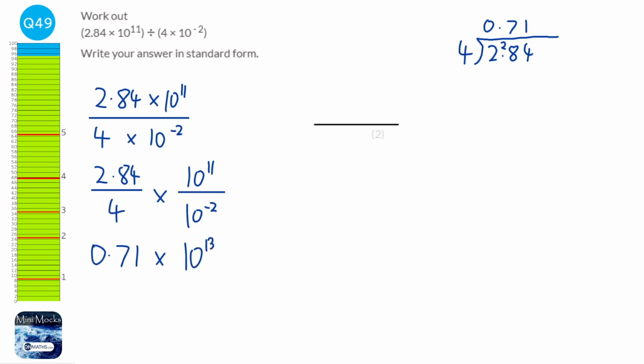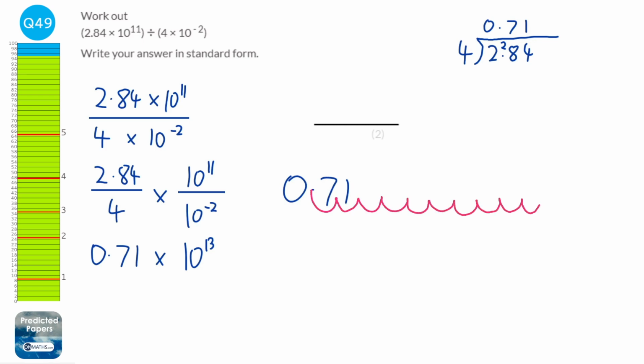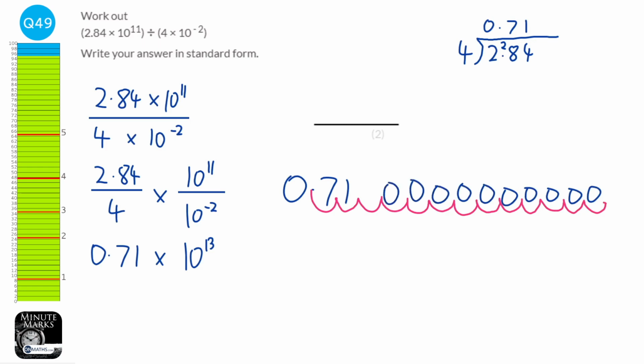Now we've got a bit of a problem here, because standard form must have a number between 1 and 10, and not including 10, at this position here, and this is obviously less than 1, so we need to convert this into standard form. So what we can do is just write the number out again. So I'm going to write this as an actual number, so it's 10 to the power of 13, so it would be 1, 2, 3, 4, 5, 6, 7, 8, 9, 10, 11, 12, 13. Fill in the zeros. So it'd be 7, 1 and all those zeros.